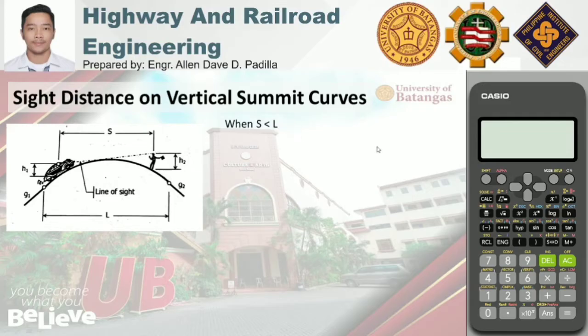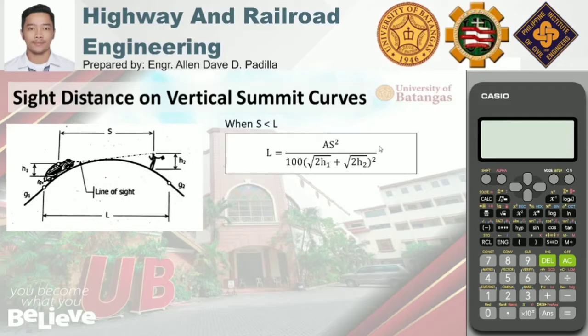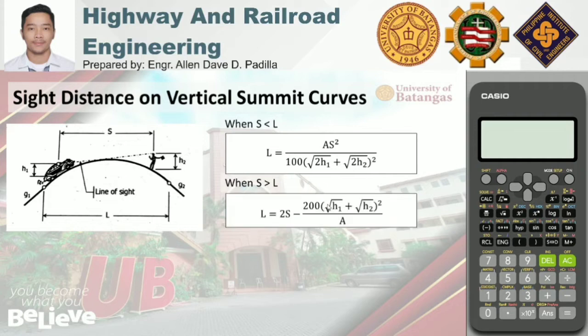So, when S is less than L, ito yung derived formula. We have L equal to A S squared over 100 multiplied by the quantity square root of 2H1 plus square root of 2H2, squared. And when S is greater than L, then the formula is L is equal to 2S minus 200 multiplied by the quantity square root of H1 plus square root of H2, squared, over A. So, yung A dyan is yung change in grade in percent. So, that would be G1 minus G2.